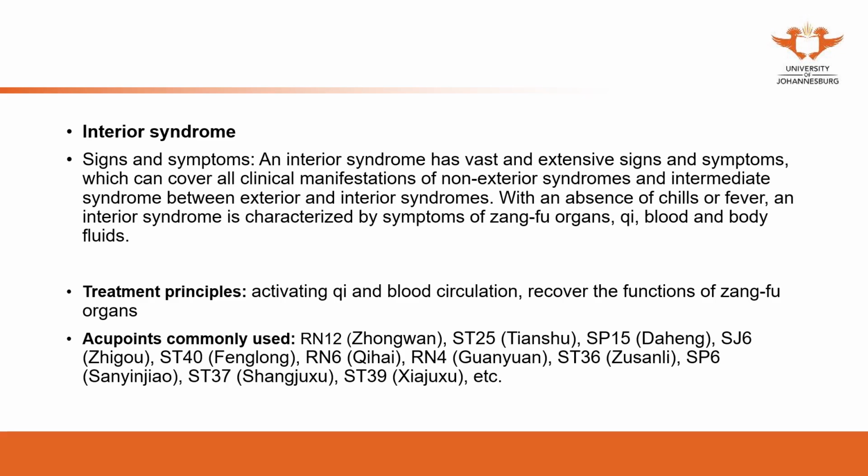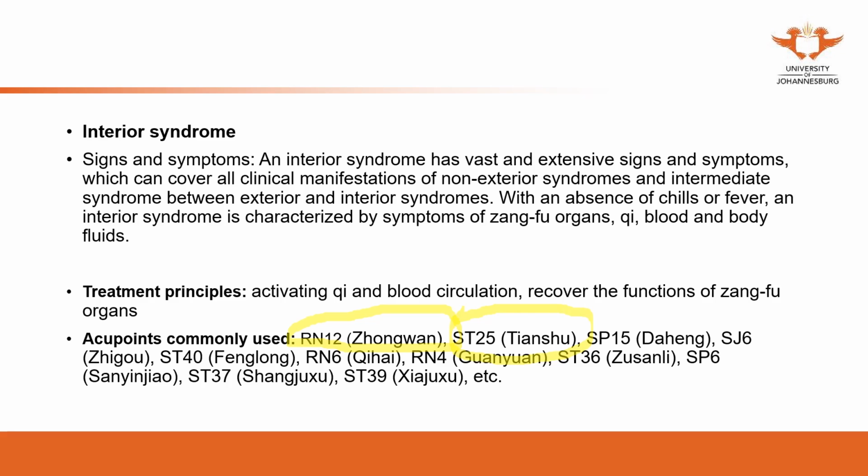We may use Ren 12, Stomach 25, Spleen 15, Sanjiao 6, Stomach 40, Ren 6, Ren 4, Stomach 36, Spleen 6, Stomach 37, Stomach 39, Ren 4, Ren 12, Zhong 1. This is the meeting points of the Fu organs. Stomach 25, we have mentioned previously.